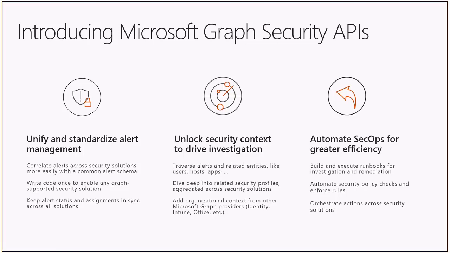The other is the ability to unlock that security context. So you have the ability to traverse alerts and related entities like users and hosts and applications. You can drill down deep into security profiles, and again, these are aggregated across solutions. You make one request via the security API to say, hey, return all of the security profiles for this particular user or host or app, and it'll aggregate those and return them back. And because it is part of Microsoft Graph, you also have access to all of this other organizational context from Microsoft Graph providers, Identity, Intune, Office, and others.